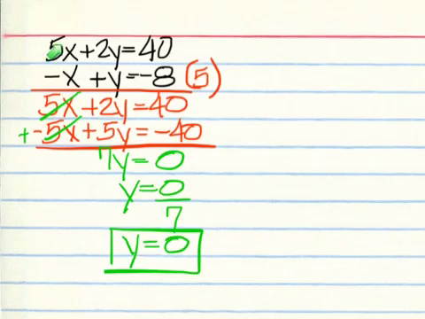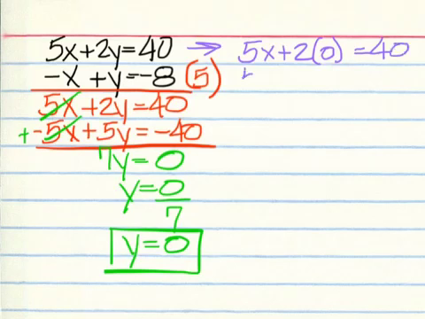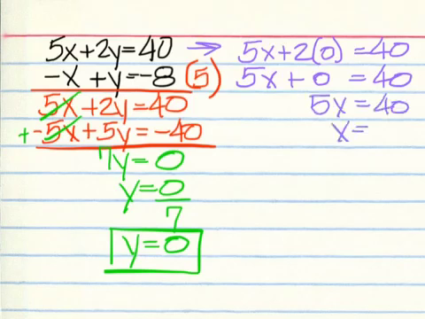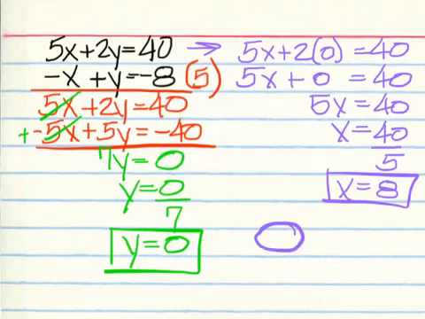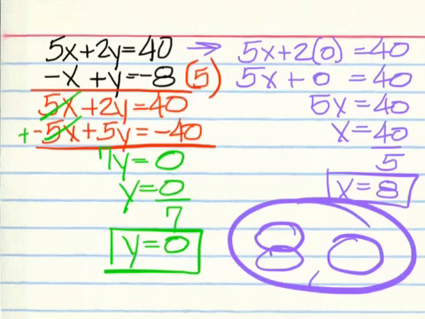Now plug that back into this one or this one. I am going to use the top one. That would be 5x plus 2 times 0 equals 40. And of course this simplifies to 0. You can drop it and you'll have 40 divided by 5, which is 8. Final answer should be 8, 0.